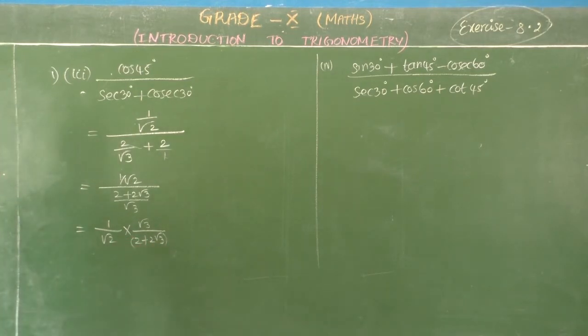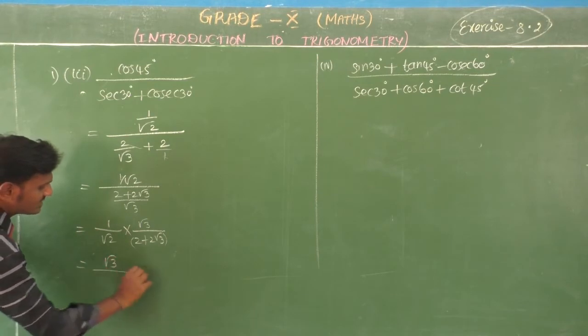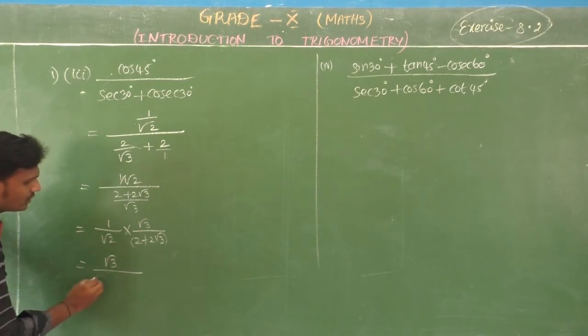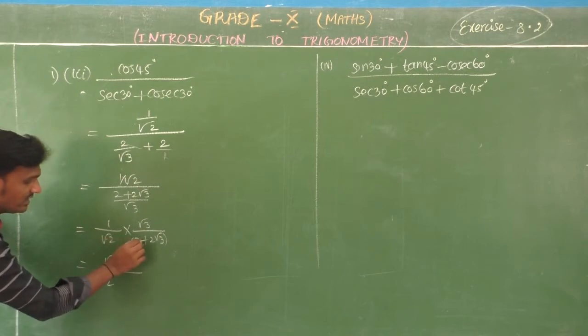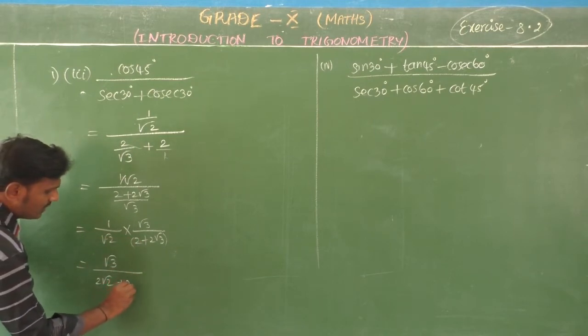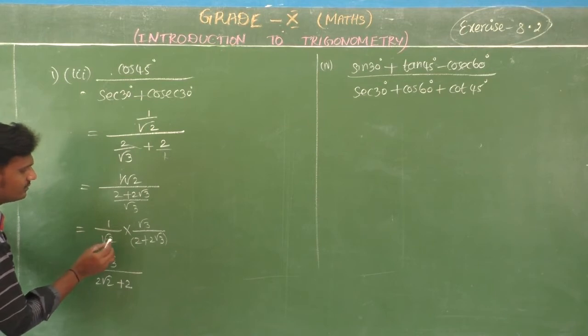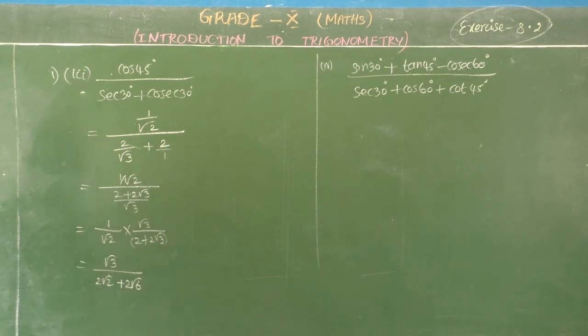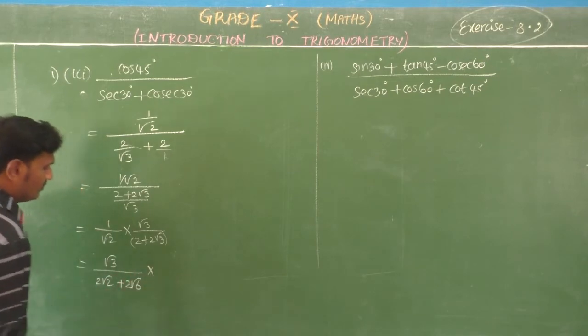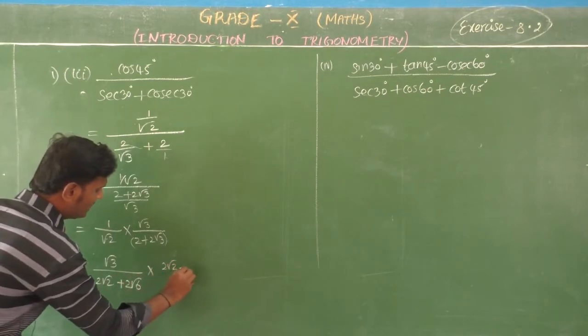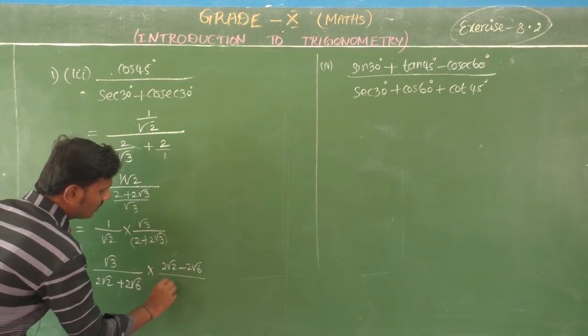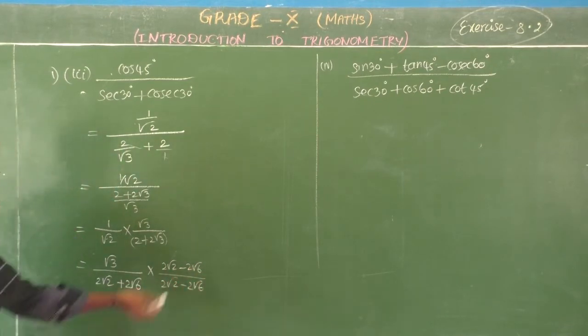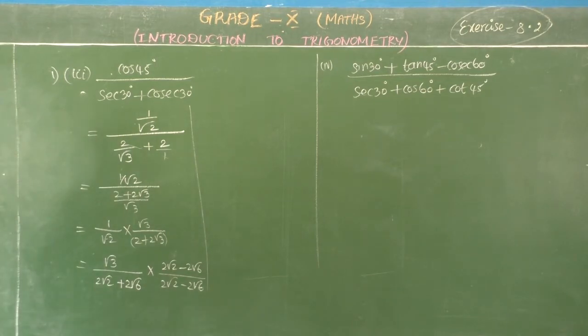So for that I am going to multiply directly to get the answer. Root 3 by root 2 into 2 root 2, that is, root 2 into 2 is 2 root 2. Then plus 2 into root 2 into root 3, which is equal to root 6. Now I am going to multiply this 2 root 2 minus 2 root 6 by 2 root 2 minus 2 root 6. Why? Because you want to multiply by the conjugate factor. Do you know what the conjugate factor is?